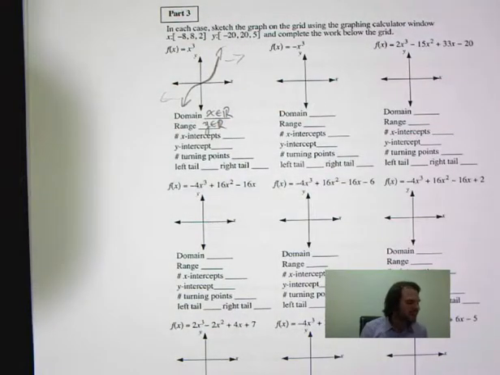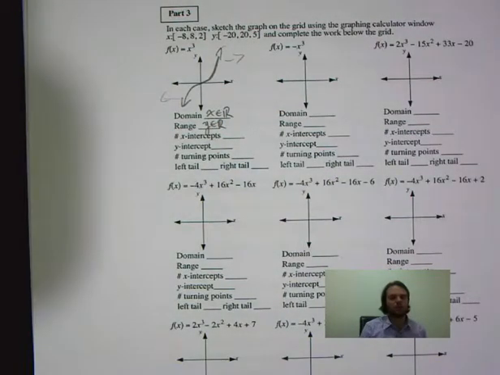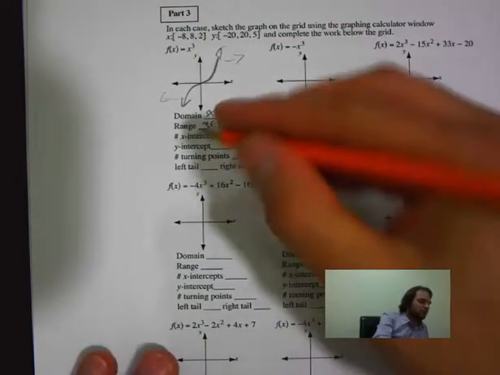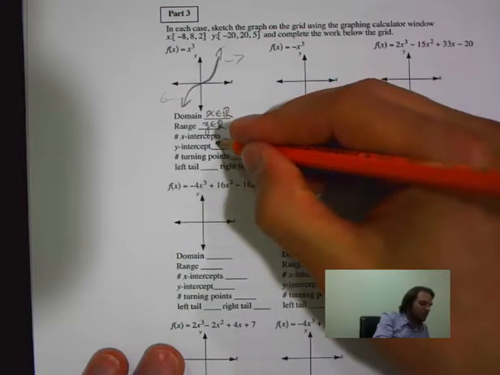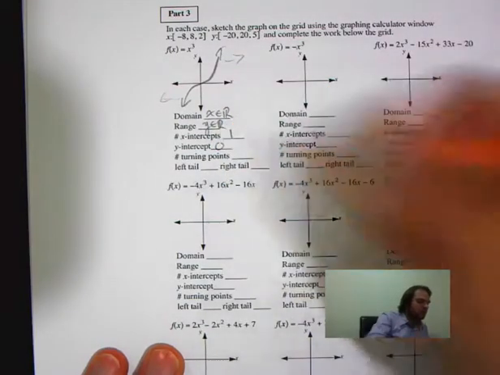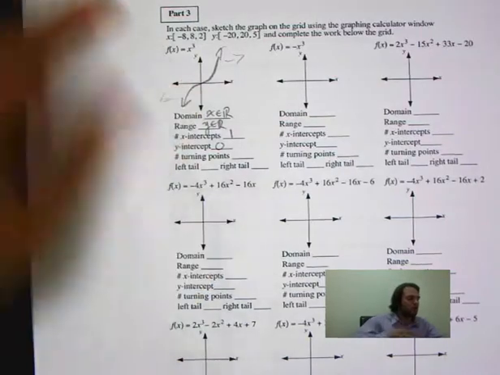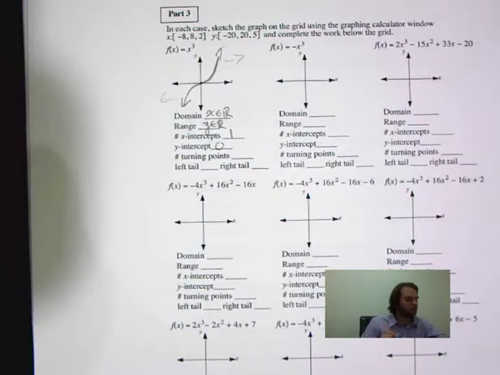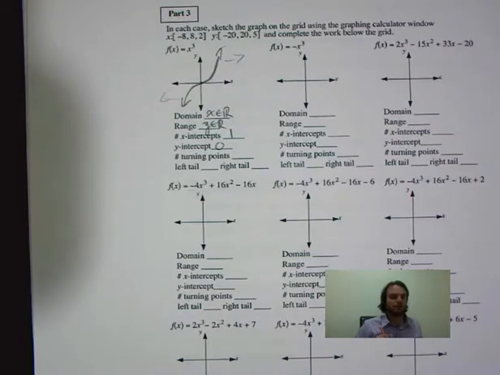Now, how many x-intercepts do I have for this one? I only have one x-intercept. How many y-intercepts do I have for this one? Or what is my y-intercept? For this one, my y-intercept is 0. When x is equal to 0, it crosses my y-axis. Or my y-intercept is at 0. Okay, it's at 0. Next one says the number of turning points.